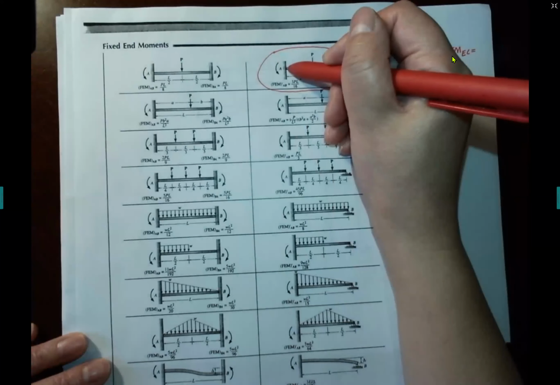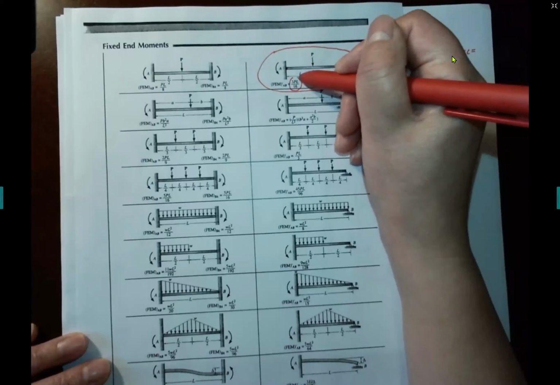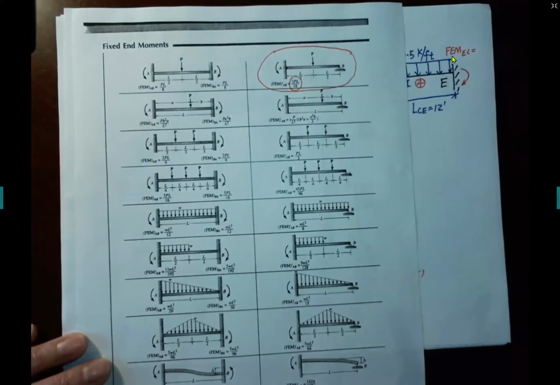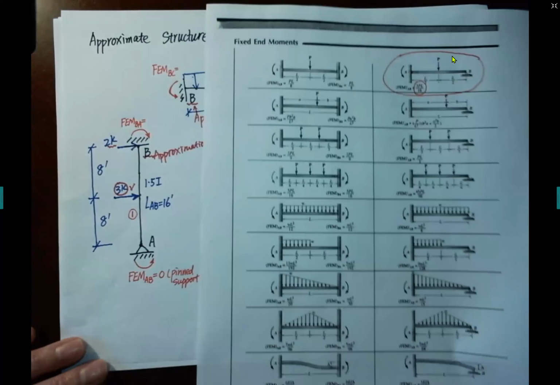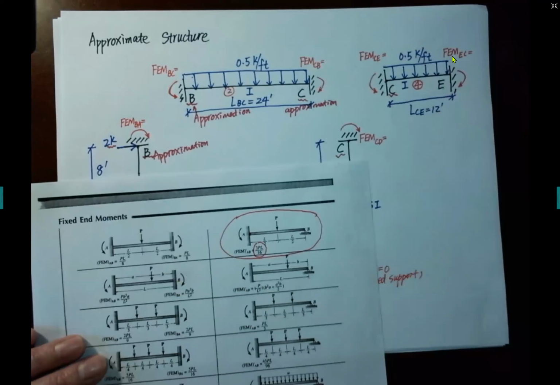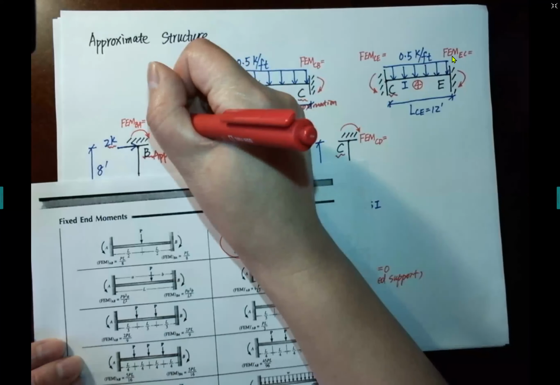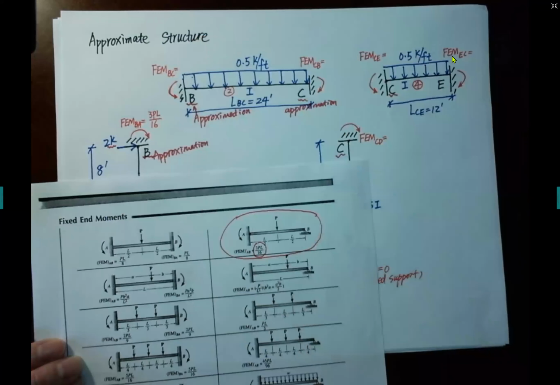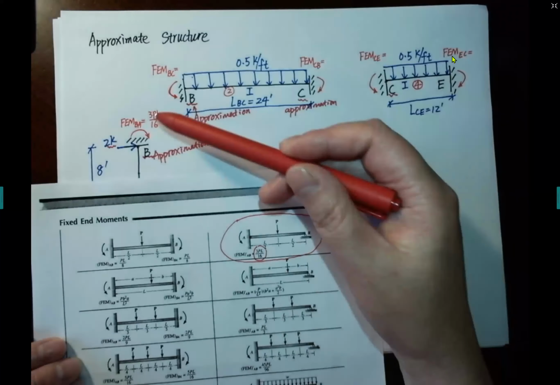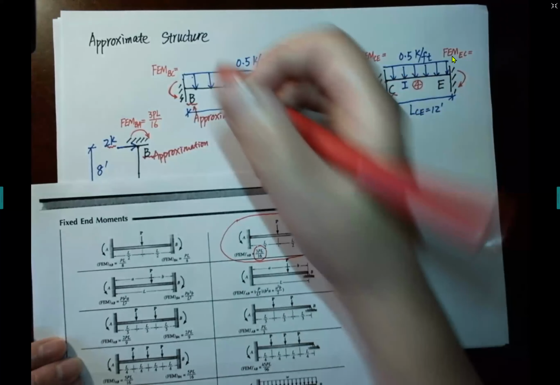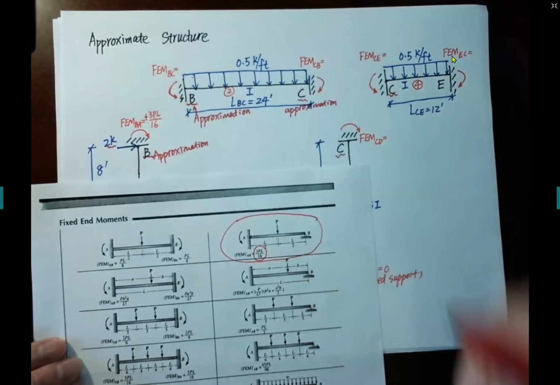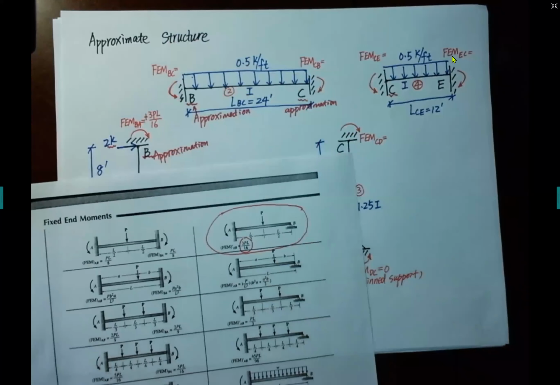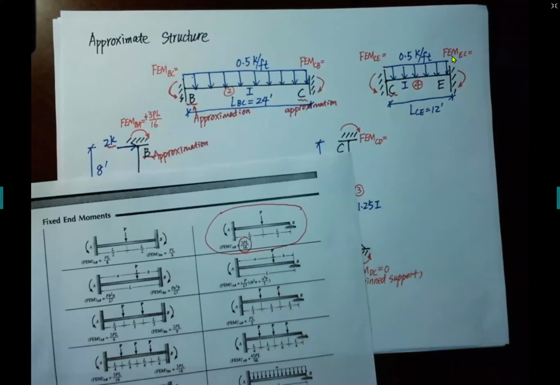We notice that at the fixed end, the moment equals 3PL over 16. So we just use this equation to calculate the fixed end moment at B. According to the direction of the load, the fixed end moment at B is clockwise, so it will be positive. The sign convention for the moment distribution table is that clockwise moment is positive and counterclockwise moment is negative.